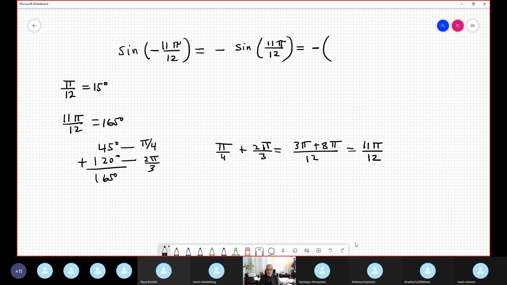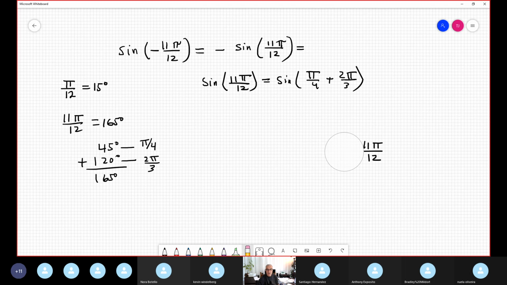If you want, you omit that, another way to organize the job is to forget about this and copy down sine 11 pi over 12, no? I know this answer, then finally you multiply by -1 to get the final answer. So I break it down: sine of pi over 4 plus 2 pi over 3. Do you follow me? Everyone follow me? Yes. Now, I apply the formula.